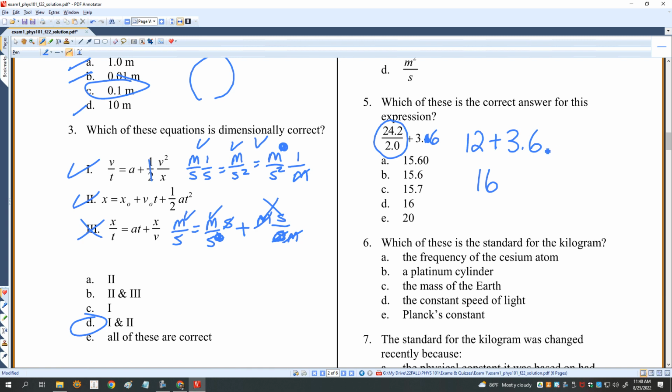I keep the lowest number of decimal places. Remember, for multiplication, keep the lowest number of sig figs. And then for addition, keep the lowest number of decimal places. So 16 is the right answer.